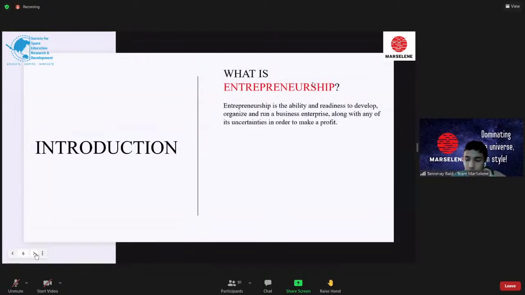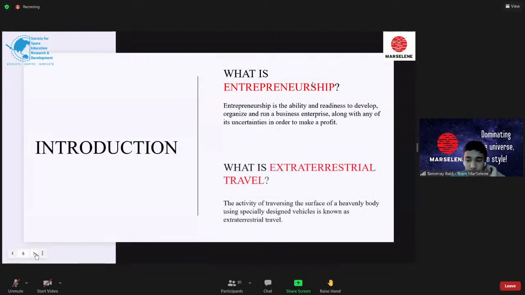Here are a few terms we would like to introduce before we dive into our research. Entrepreneurship is defined as the act of starting and running your own business, or a tendency to be creative and wish to work for yourself in your own ventures. Whereas the activity of traversing the surface of a heavenly body using specially designed vehicles is known as extraterrestrial travel.